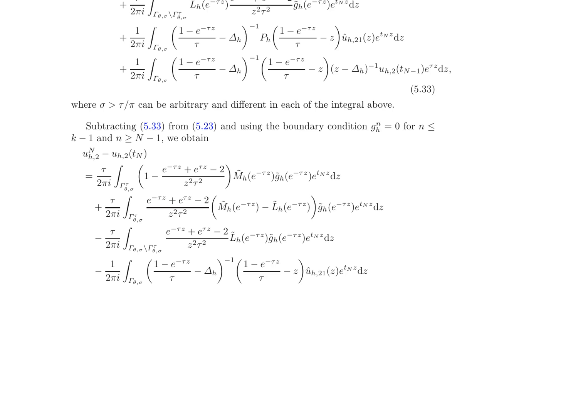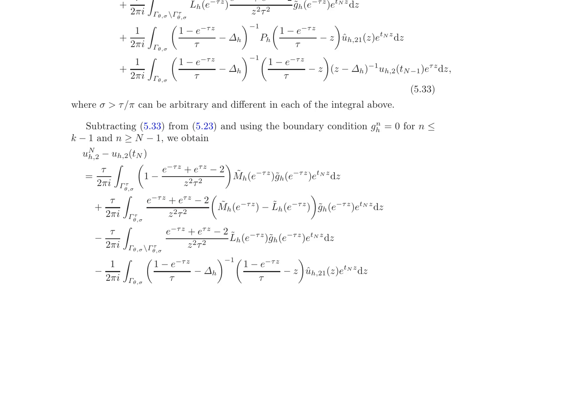Subtracting equation 5.33 from 5.23 and using the boundary condition Gnh equals 0 for n is less than or equal to k-1 and n is greater than or equal to n-1, the expression unh 2 tn is obtained. This expression involves four integrals, each containing a different combination of the operators mh, e minus tau z, lh, e minus tau z, and gh, e minus tau z. The first two integrals involve the operator mh, e minus tau z, while the third and fourth integrals involve the operators lh, e minus tau z, and ph, respectively.